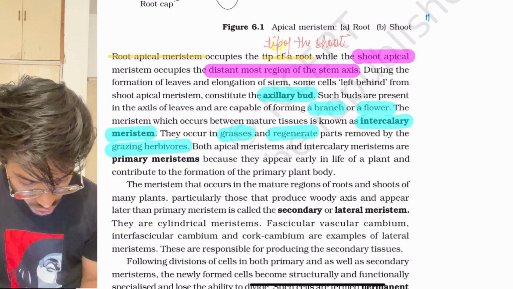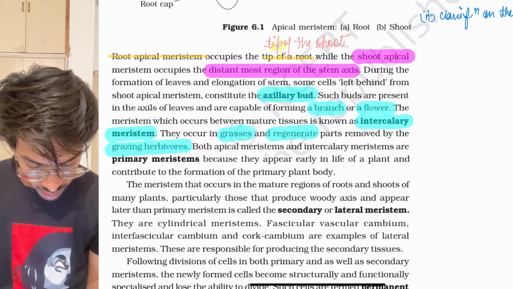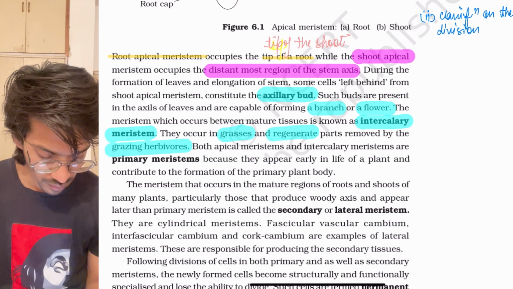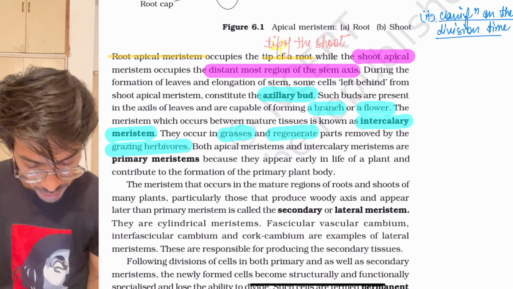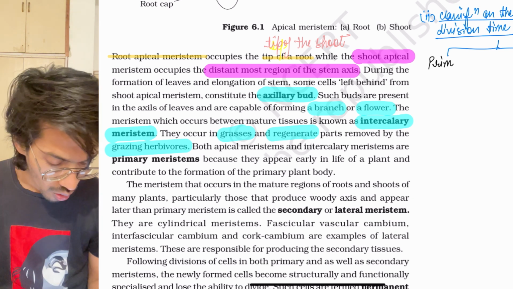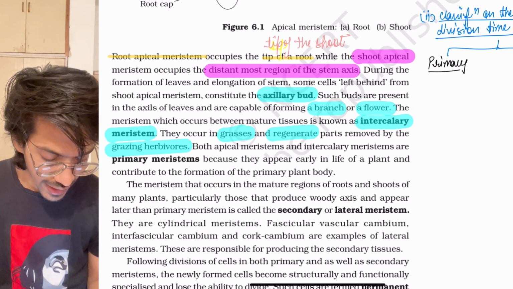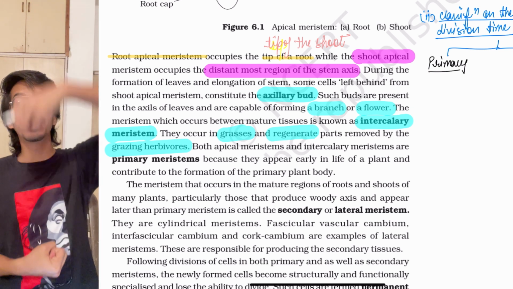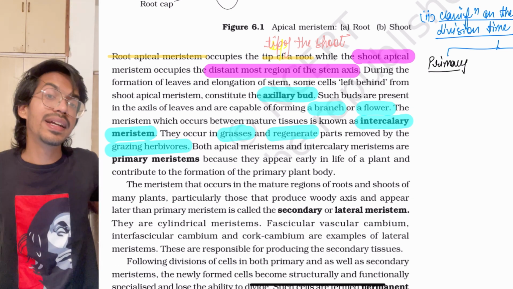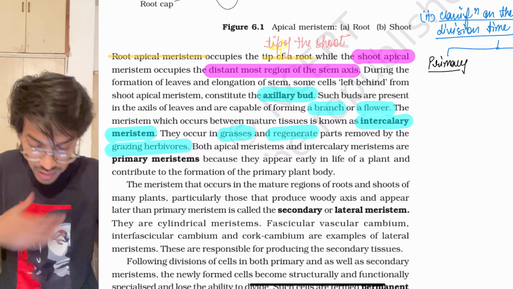So now the next division is classification on the basis of division time period. It could be of two types. What are the two types? Primary meristem or the secondary meristem. At times, secondary meristem is also called lateral meristem. Primary meristem will do the vertical growth, initial plant body formation, whereas secondary will do the lateral growth. Lateral means sideway growth. That's why it's called lateral meristem also.